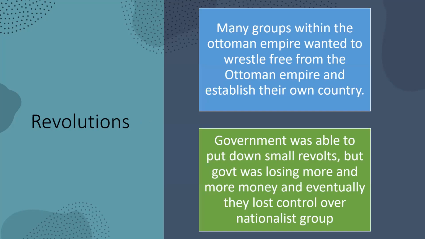Okay, now the revolution happened. People became more dissatisfied and started to like the ideas of nationalism. Many groups within the Ottoman Empire wanted to wrest free from Ottoman rule and establish their own country. At first, the government was able to put down small rebellions against the state, but as there was less and less money to spend, the government was losing more and more control over the nationalistic groups.